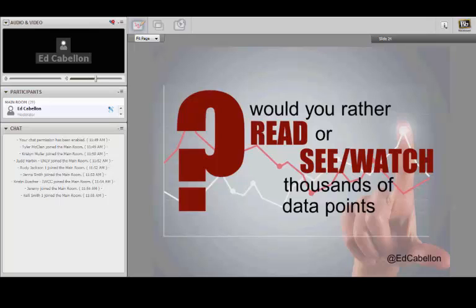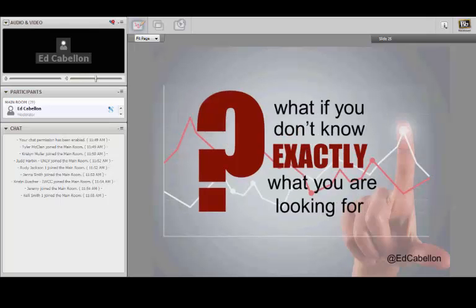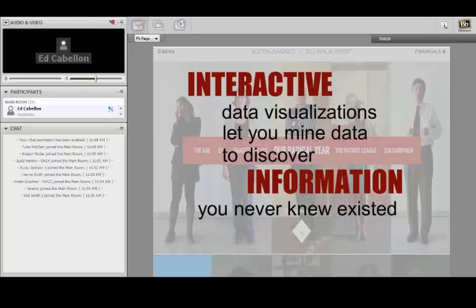They're just interested in the topic or the timing of that data collection or the audience that you're collecting it about, but this is where you could discover other pieces of information that you didn't even realize you wanted to know about. And so when you don't know exactly what you're looking for, it's important to have interactive data visualizations that allow you to mine data and discover information.